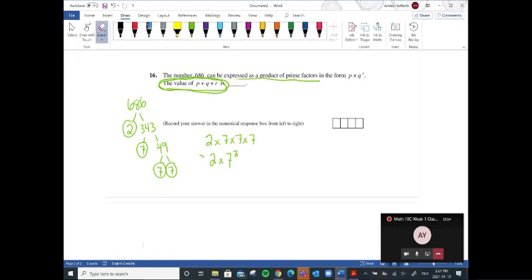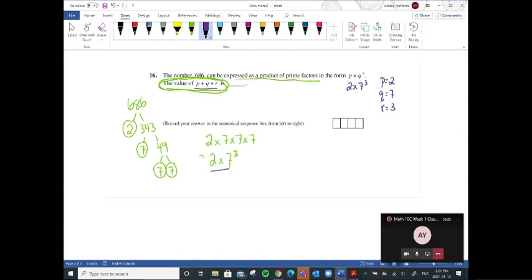Okay, so that's the math part you have to do with the question. Now it's just interpreting what the question's asking us to do. So it says our solution should look like this. So I'm just going to write my answer right underneath here. I've got 2 times 7 to the 3. So what that means is the P value should be the 2, the Q value is the 7, and the R value is the 3.